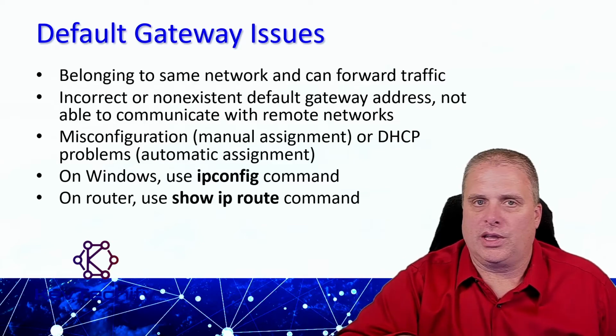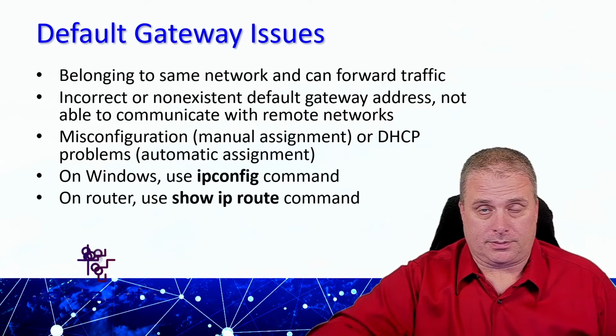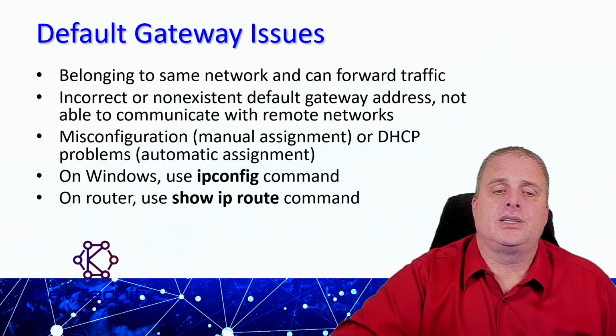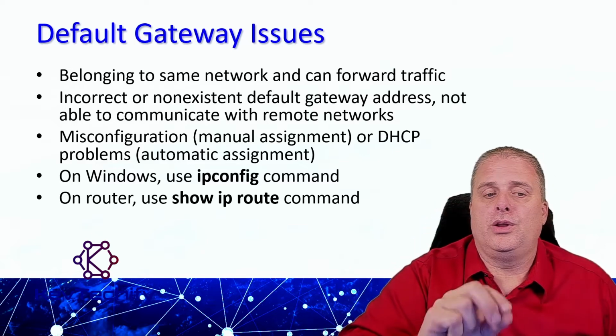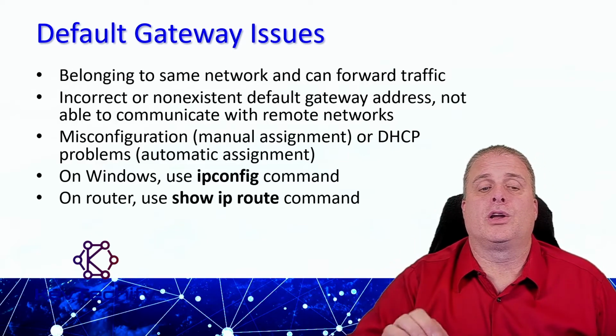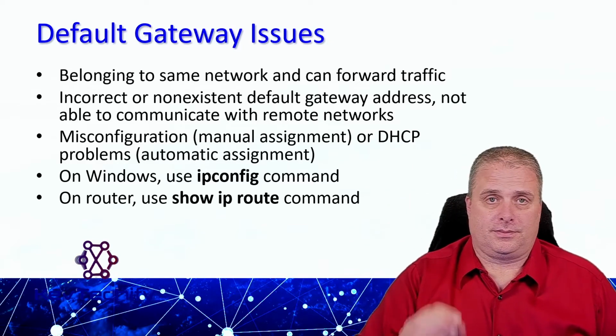It'll put your default gateway right below that. Make sure that's right. Make sure it matches. Make sure the network portions are the same. On a Cisco device, on the router, you can use the show IP route command. That show IP route command in there will list out what your default gateway is.